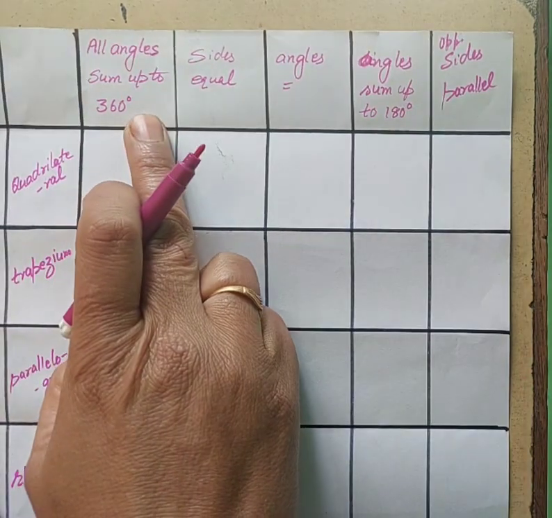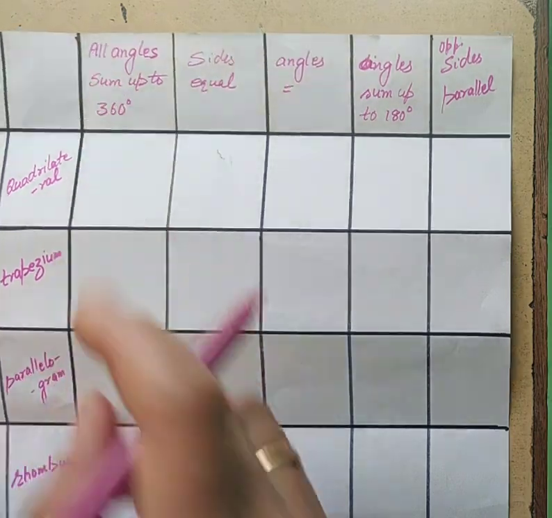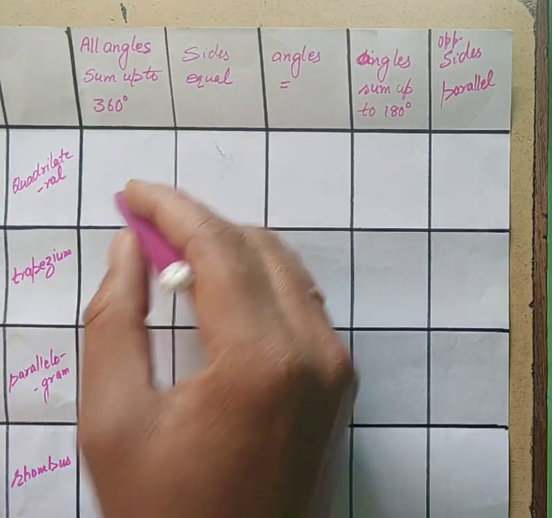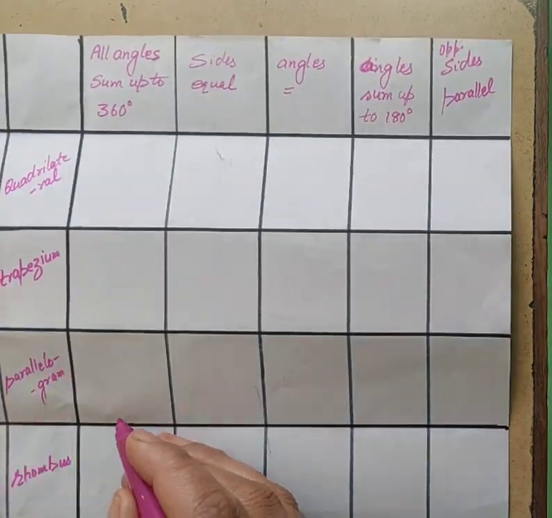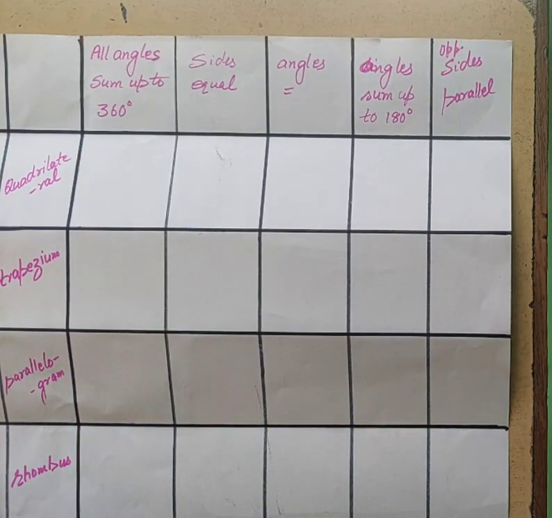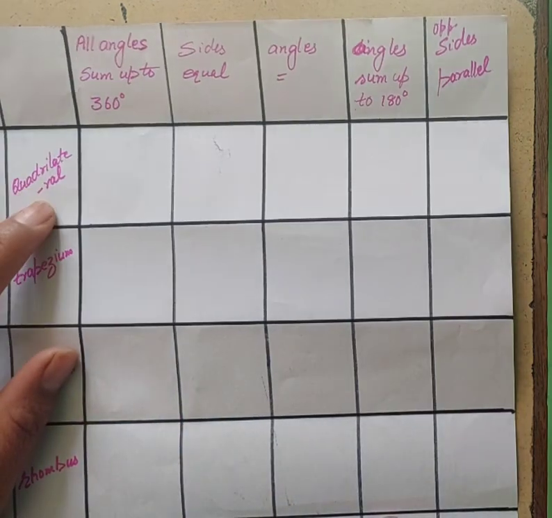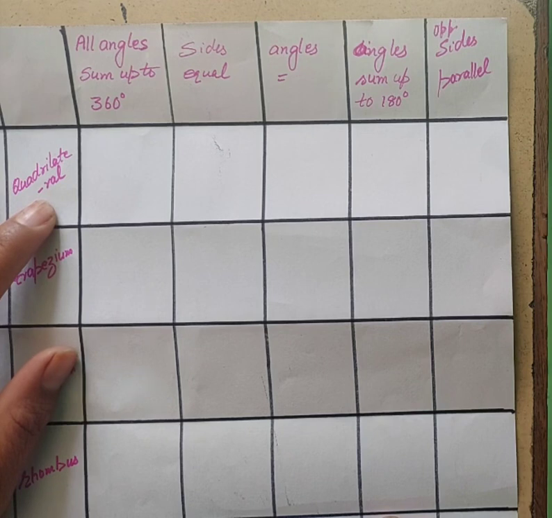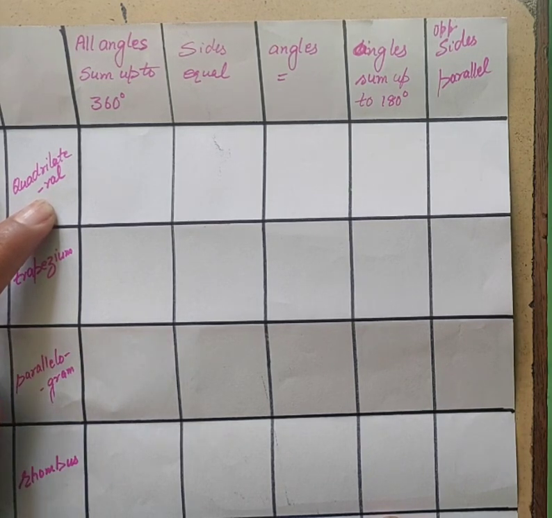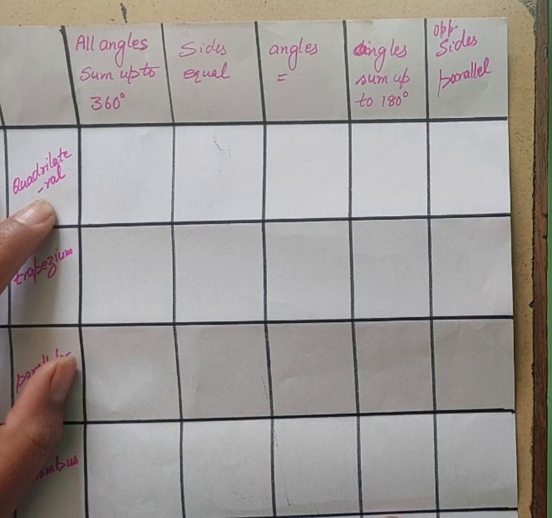Our first header is all angles sum up to 360 degree. So against every figure, you have to mention whether their angles sum up to 360 degree or not. You have already measured all 4 angles, so you can conclude it from there. So in a quadrilateral, I mean a simple quadrilateral which is not a trapezium, parallelogram, rhombus, which does not have any other specific property.